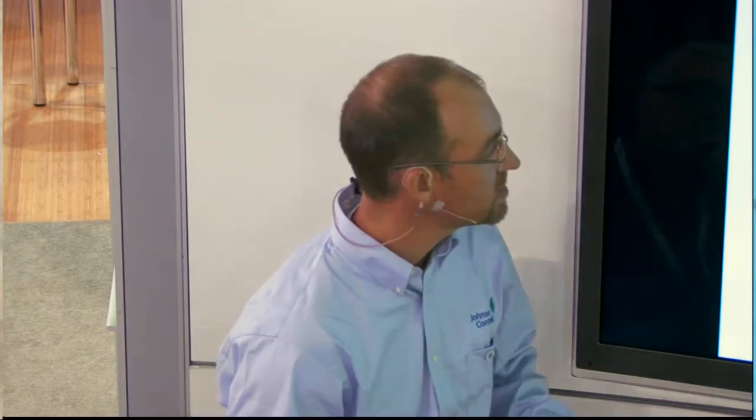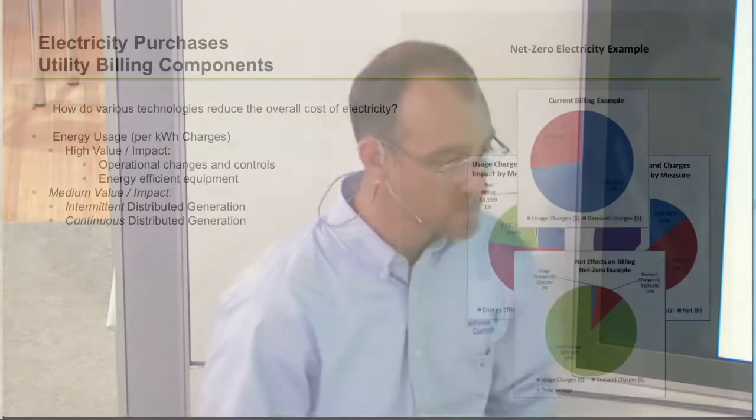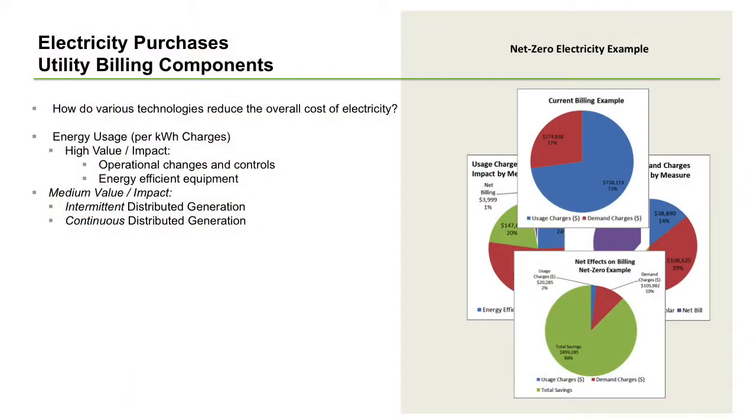Energy usage is the larger section in this particular example. The high value, high impact is to go after the operational changes and energy efficiency equipment and systems. The medium value impact on energy is intermittent distributed generation, that's the solar and the wind. It is available when the resource is available, and then the continuous distributed generation.